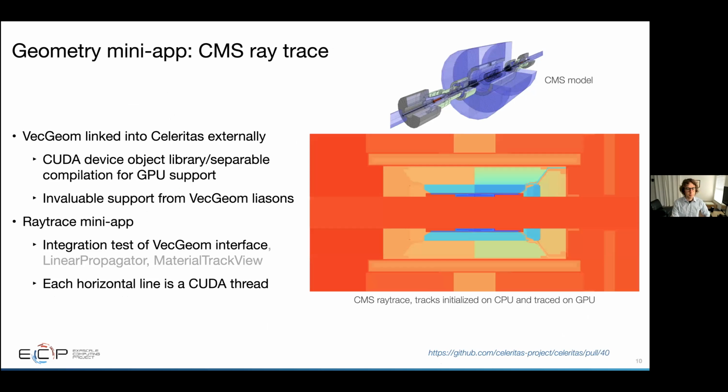Our first mini app was basically demonstrating our hookups into VecGeom. So here's a ray trace of the CMS detector model in GDML. This is a slice along the z-axis where each horizontal line is a separate GPU thread, and they're all running in parallel. For this version, the VecGeom library requires the tracks to actually be initialized on the host and copied to the device. So we're not yet at full on-device ray tracing capability, but we're getting there, and we should, with Andrei's help, be there soon.